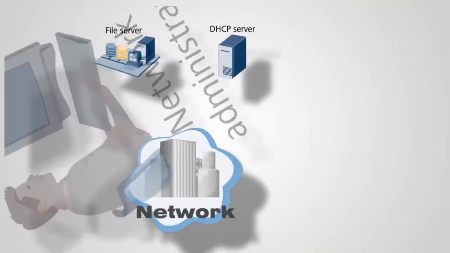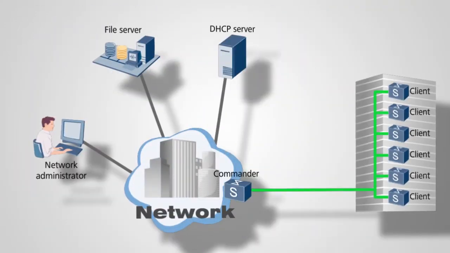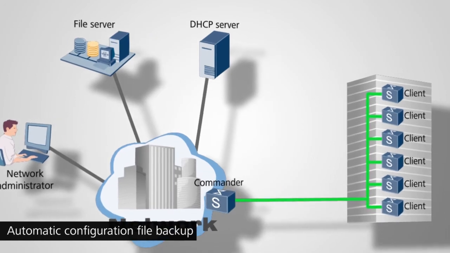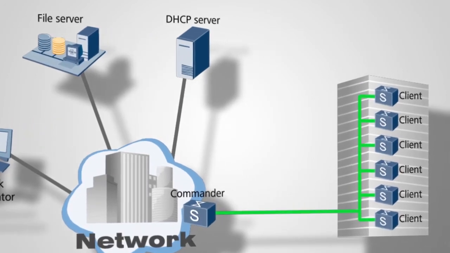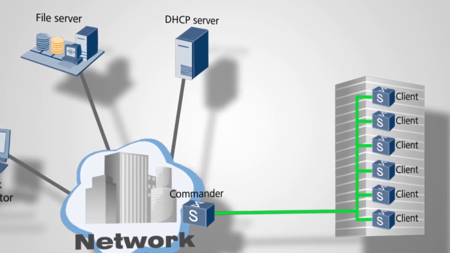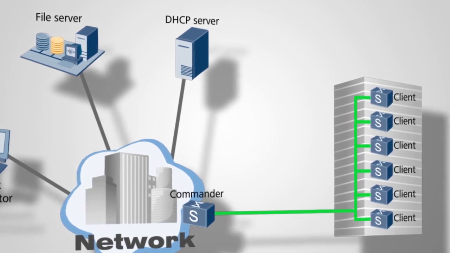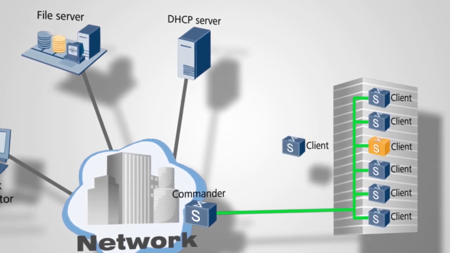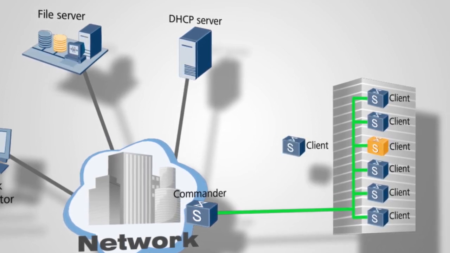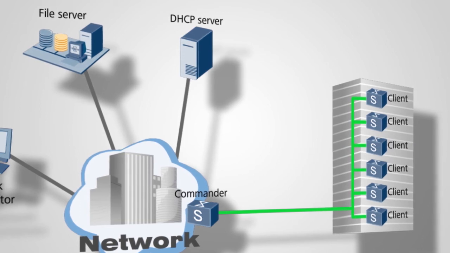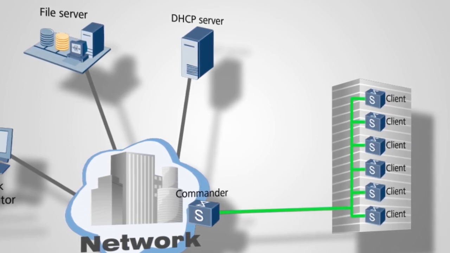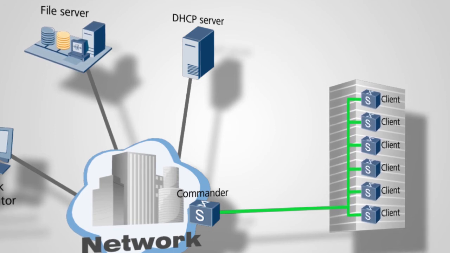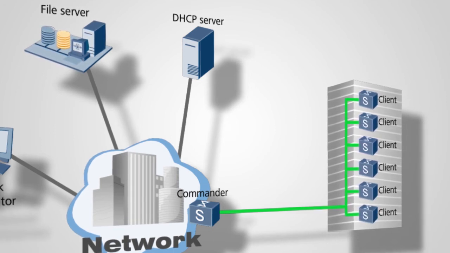If EasyDeploy is already deployed on your network, an automatic configuration file backup has been configured on the commander. EasyDeploy can quickly synchronize the new configuration to the new device that replaces the faulty one. When a device on your network fails, you can configure the mapping between the new client and the faulty client on the commander. After the new client replaces the faulty one and is powered on, it immediately starts the faulty device replacement process. The subsequent process is similar to the unconfigured device deployment process.